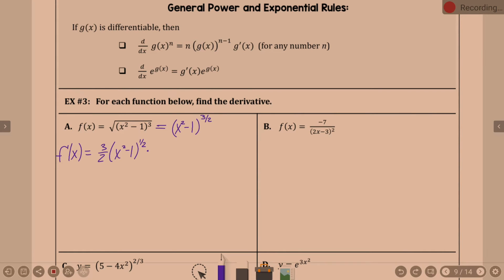Times 2x. You guys agree with the 2x? Where did we get 2x? Well, the derivative of the inside. Okay. So right here.